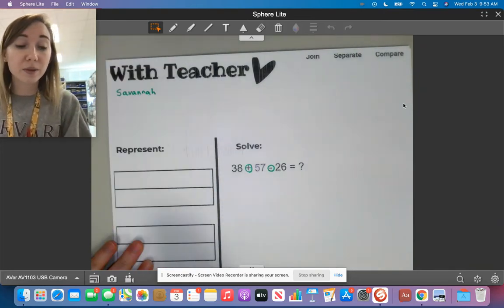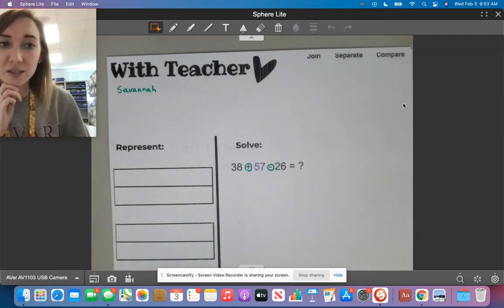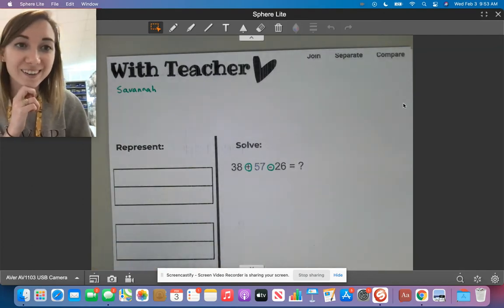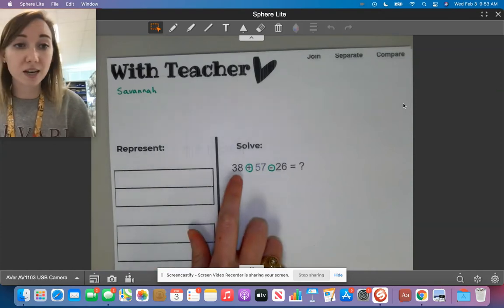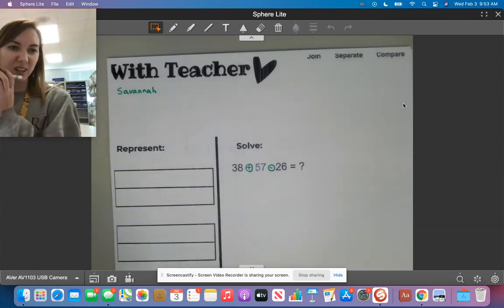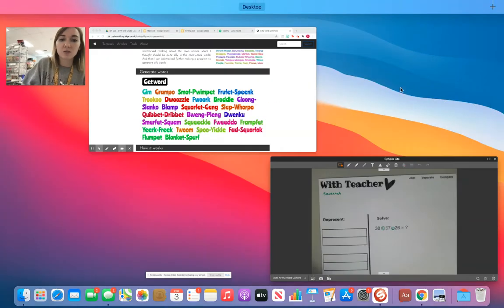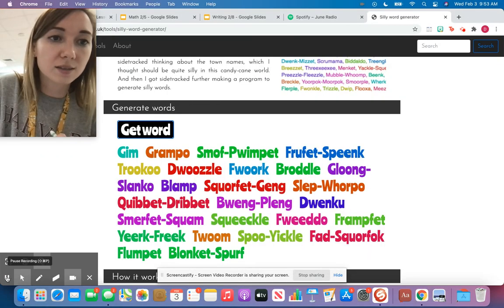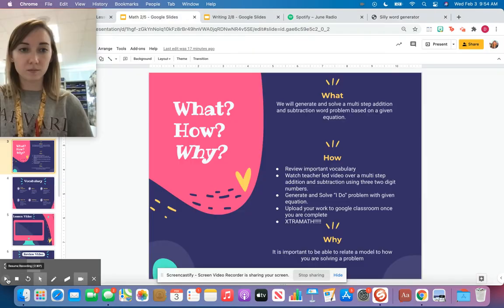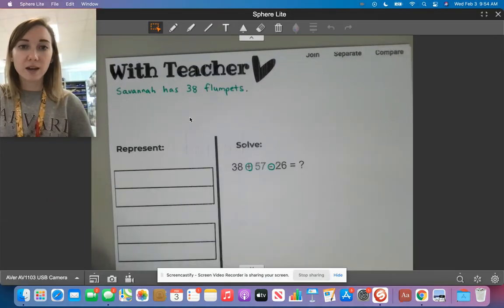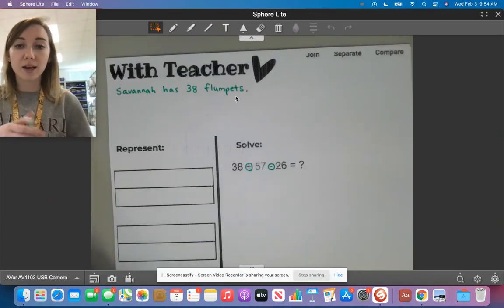She has flumpets. And I'm actually going to, how many flumpets does she have? She starts with 38, right? So these are like little flute things, right? So I'm going to pause and write that so you don't have to watch me write. All right, so Savannah has 38 flumpets. That's what we start with here. That's why I wrote that in.